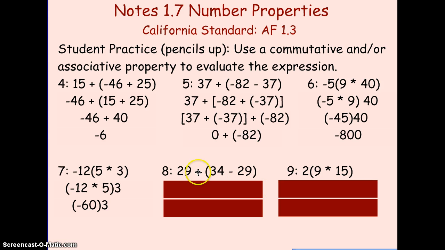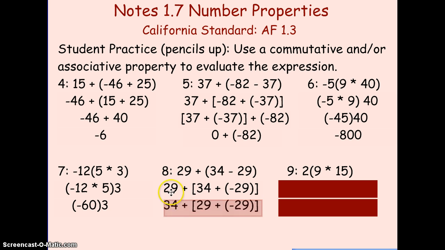Okay, taking a look here, right away I see I have subtraction, so I need to take care of that subtraction. Turn it into addition with skip, change, change. Now I have a nice addition problem, and I notice I've got the positive 29 and the negative 29. So I'm going to use the commutative property and change that order. Notice I left the grouping symbols alone, and it looks like I'm going to need to go ahead and add a couple steps on here.